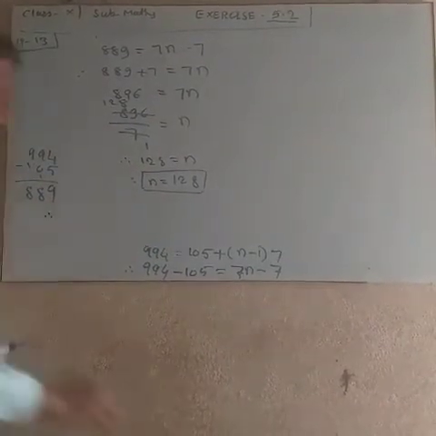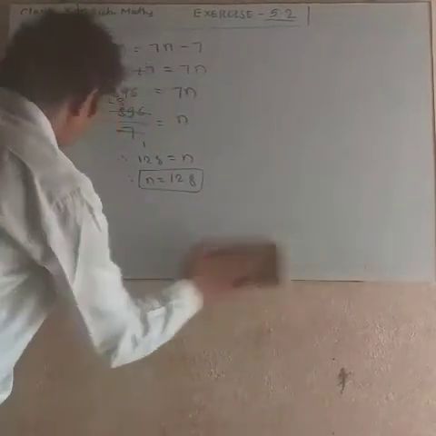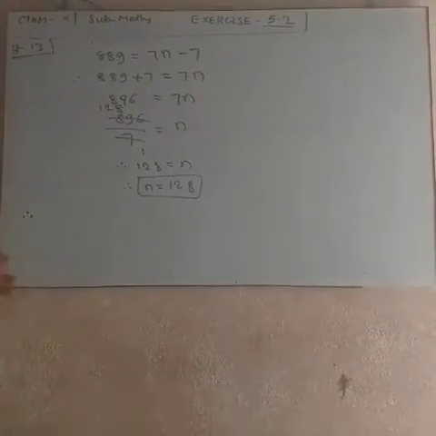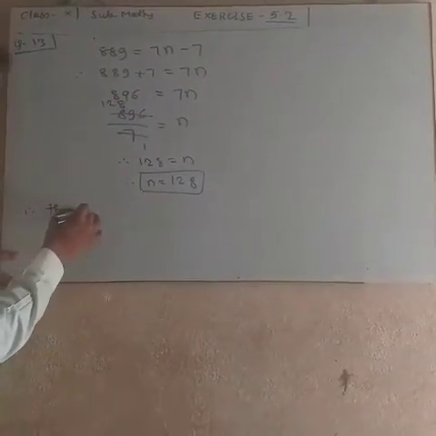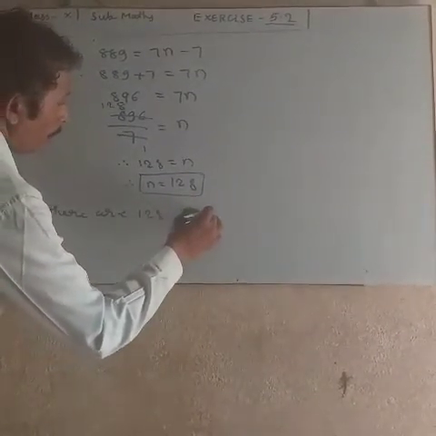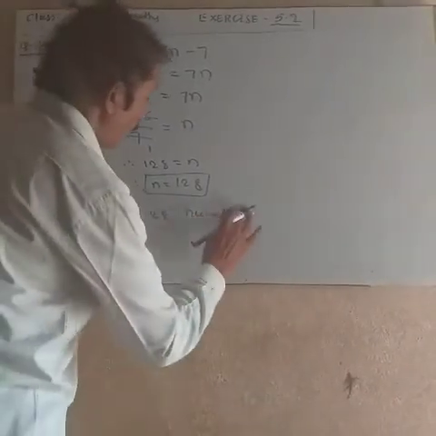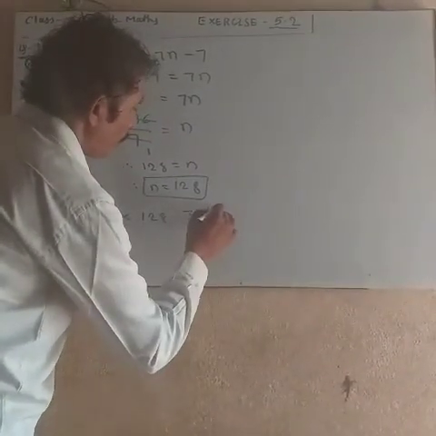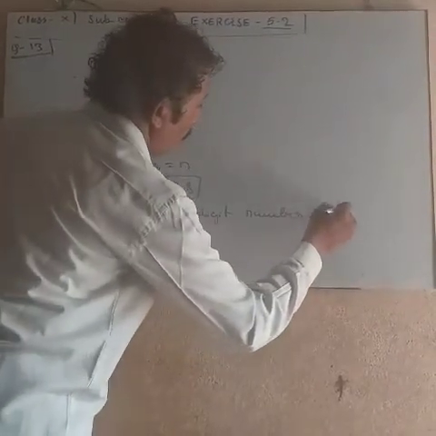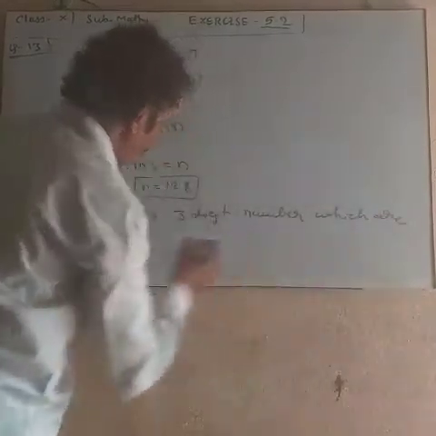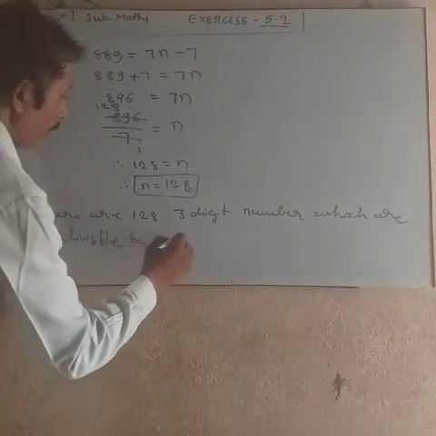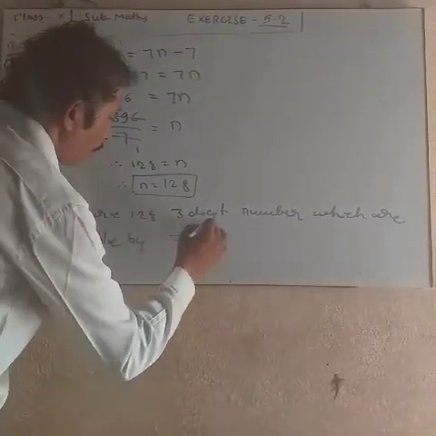Therefore, there are 128 3-digit numbers which are divisible by 7.